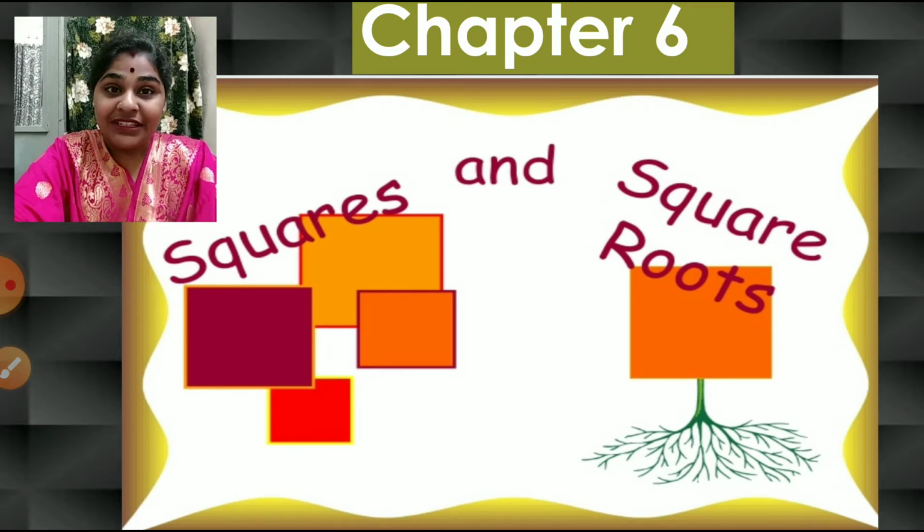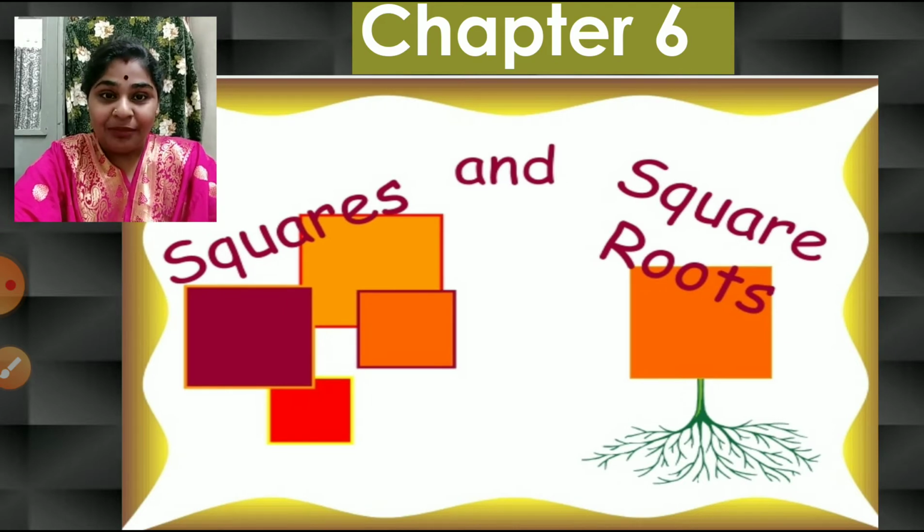So in the last session, children, we have studied how to find the square root. In that we have seen two methods. First was the repeated subtraction method and second was the prime factorization method. So again today let us begin. We were in exercise 6.3. Let us continue with the same chapter, children.